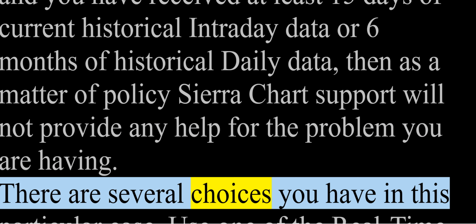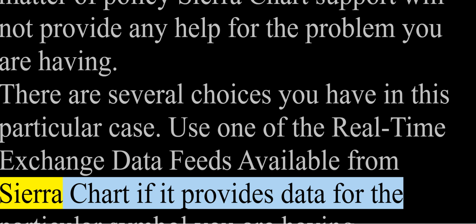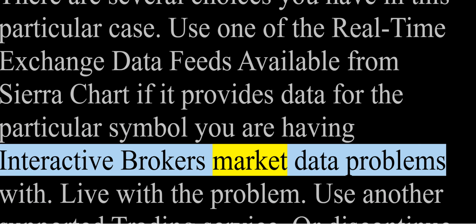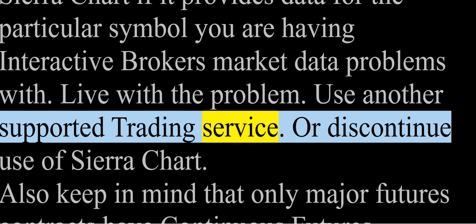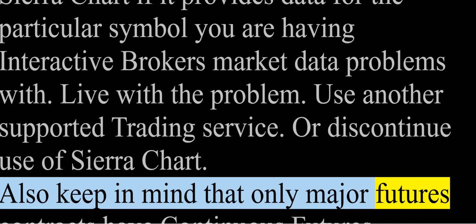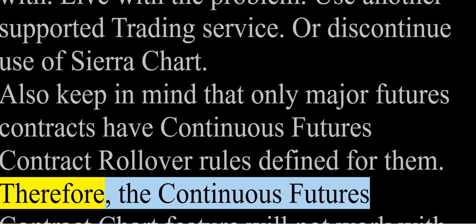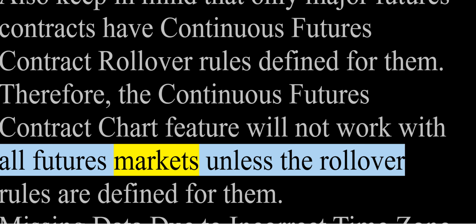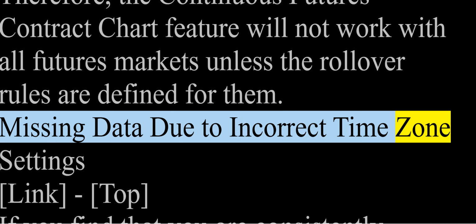There are several choices you have in this particular case. Use one of the real-time exchange data feeds available from Sierra Chart if it provides data for the particular symbol you are having Interactive Brokers market data problems with. Live with the problem. Use another supported trading service, or discontinue use of Sierra Chart. Also keep in mind that only major futures contracts have continuous futures contract rollover rules defined for them. Therefore, the continuous futures contract chart feature will not work with all futures markets unless the rollover rules are defined for them.